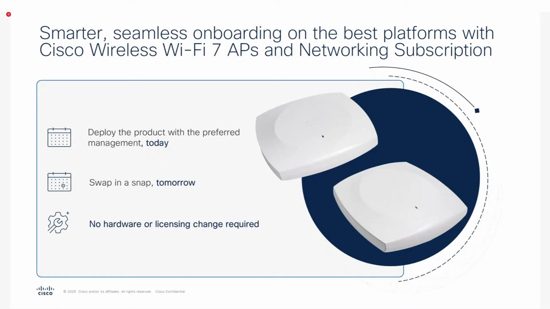With the new, smarter, and seamless onboarding process, you've got the best platforms for Cisco Wireless, Wi-Fi 7 APs, and our networking subscription. You can deploy your product with your preferred management today. If your needs change, swap it out tomorrow. You don't have to change hardware, and you don't have to change licensing. You just move the license with the hardware to the new platform.